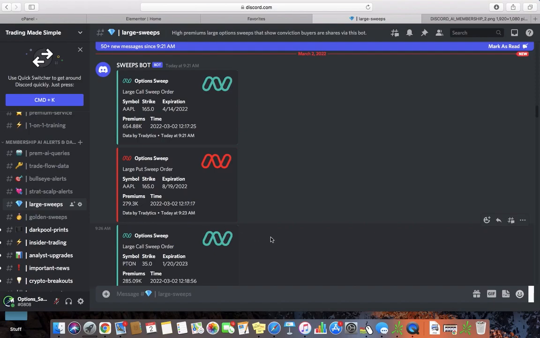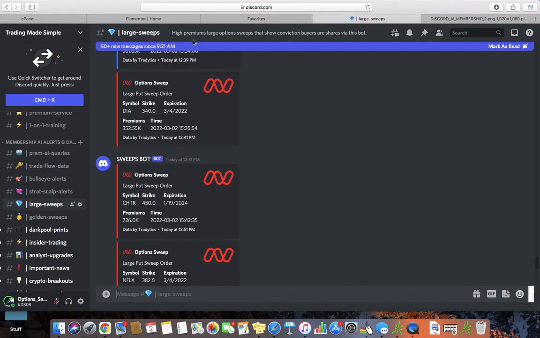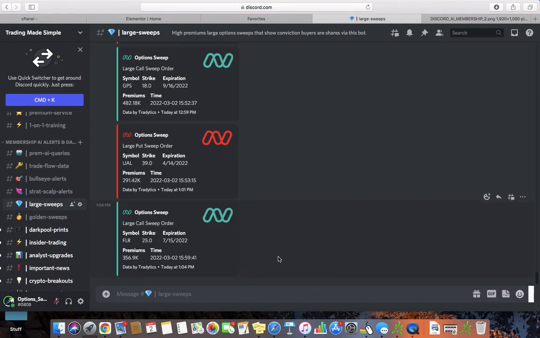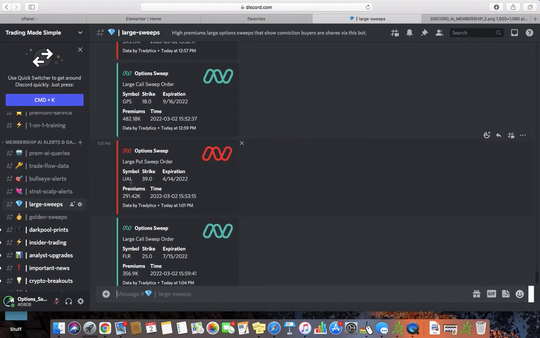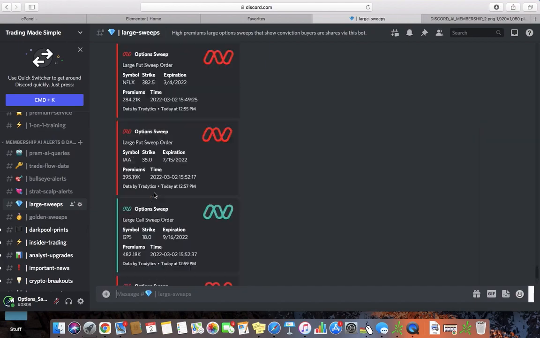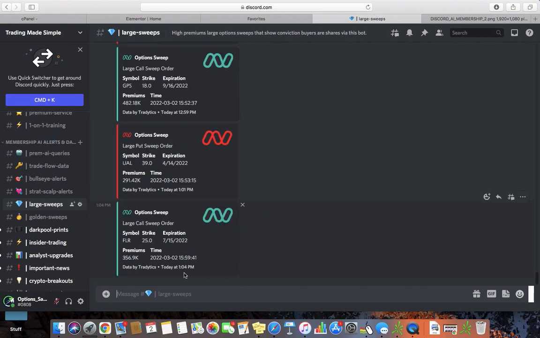Okay, so large sweeps. If we just go up here, high premiums, large option sweeps that show conviction buyers are actually buying shares. So here we have FLR, 25 strike, July 15th. Let's get something a little closer. Here's April 14th, UAL. And of course, the red is the puts and the green is the calls, just making it easy.